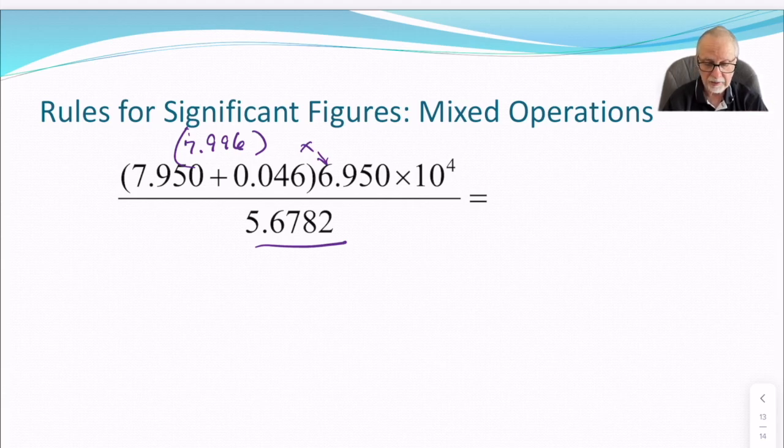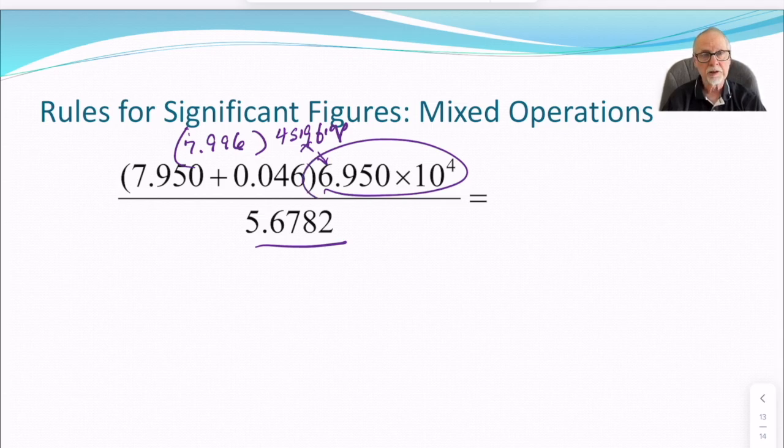All right, so now I've got 4 sig figs, and I'm taking 6.950 times 10 to the 4th. When I've got scientific notation, when I've got exponents, we're just looking at the digit. We're not looking at the exponent. This is 6.950. That's going to have 4 sig figs. And we'll be reviewing scientific notation and exponents in our next slide, so we'll come back to that. So 7.996, the first operation, is 4 sig figs. Second operation is 4 sig figs. And that's divided by 5 sig figs.